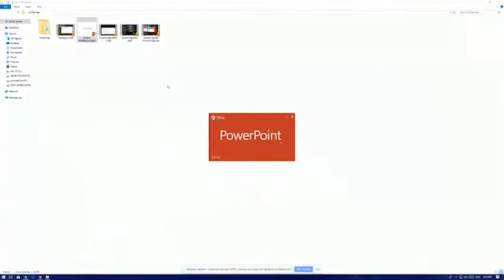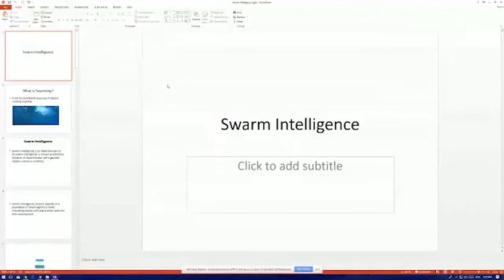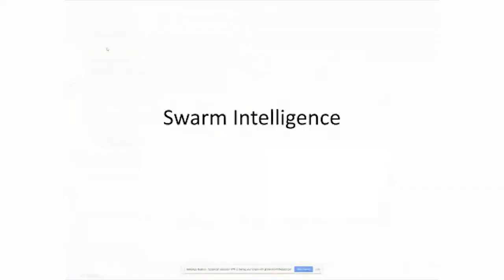My name is Abhishek Nandy. I am an Intel Black Belt developer as well as an Intel Software Innovator. My role is application architect, AI and IoT. The session that I will be talking about is on swarm optimization.